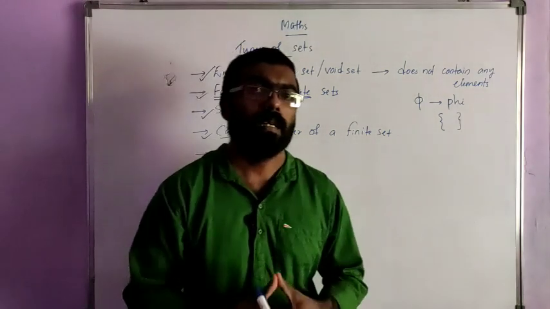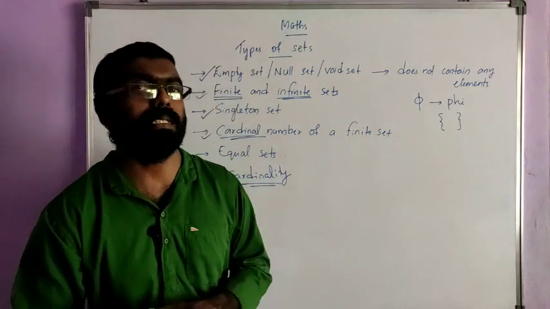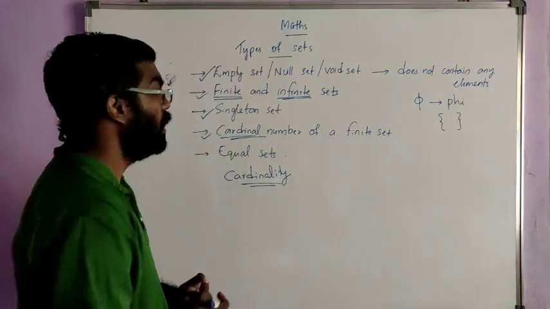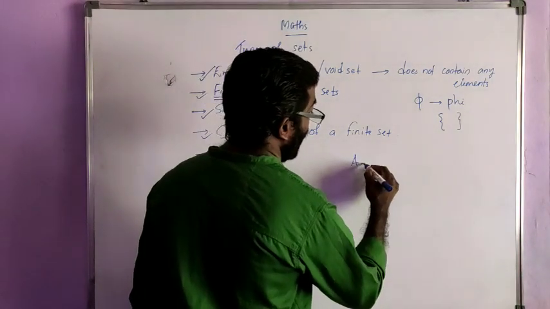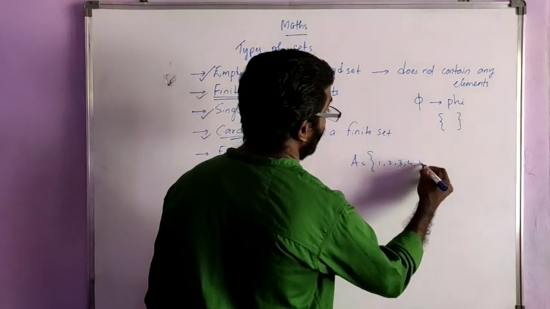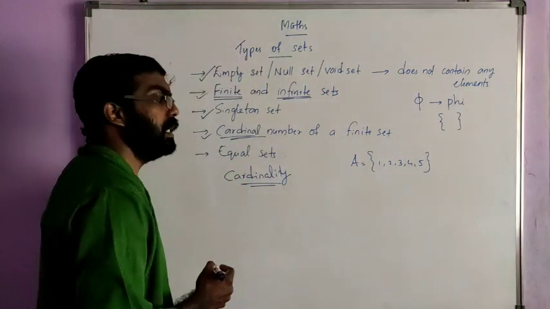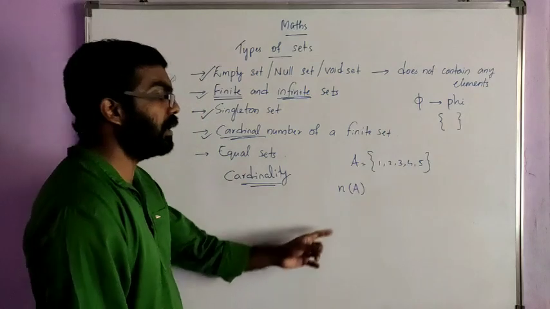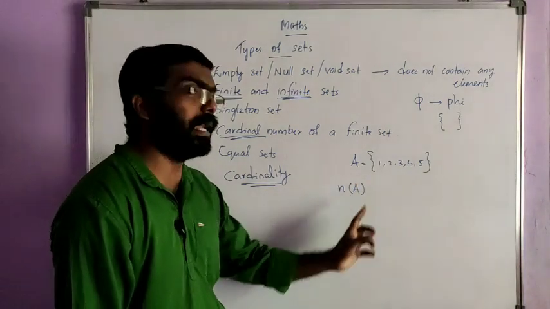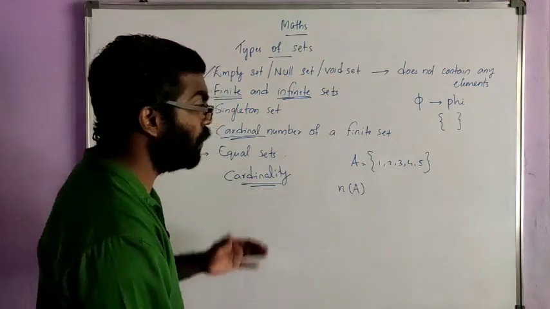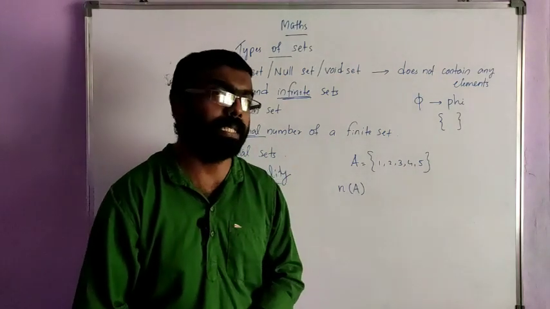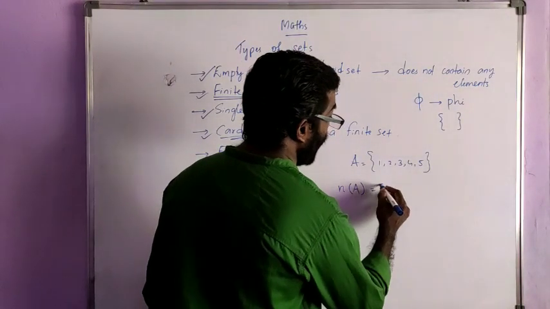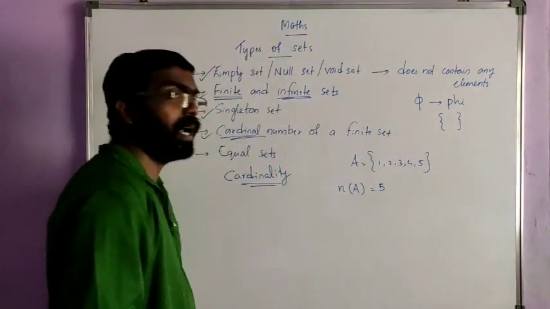Cardinal number means the number of elements present in a set is known as the cardinal number or the cardinality of the particular set. For example, let A = {1, 2, 3, 4, 5}. Here the cardinality of a set is denoted by n(A). If the set is A, then we write the cardinality as n within brackets A. We read it as n of A. n(A) means the number of elements present in the set A. Clear? So that will be equal to 5 because the set contains 5 elements.